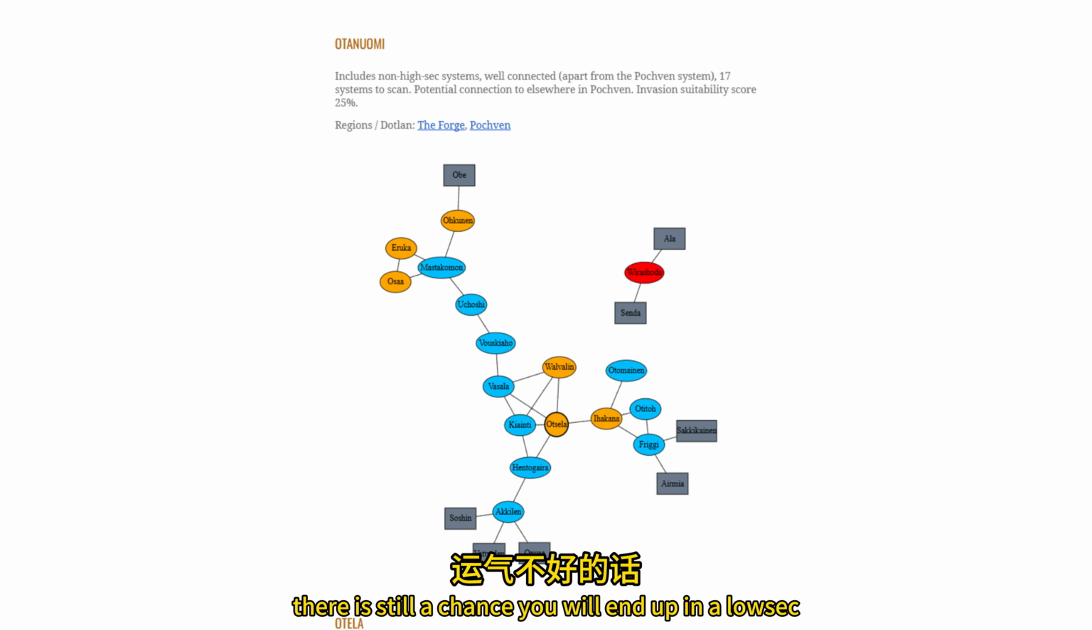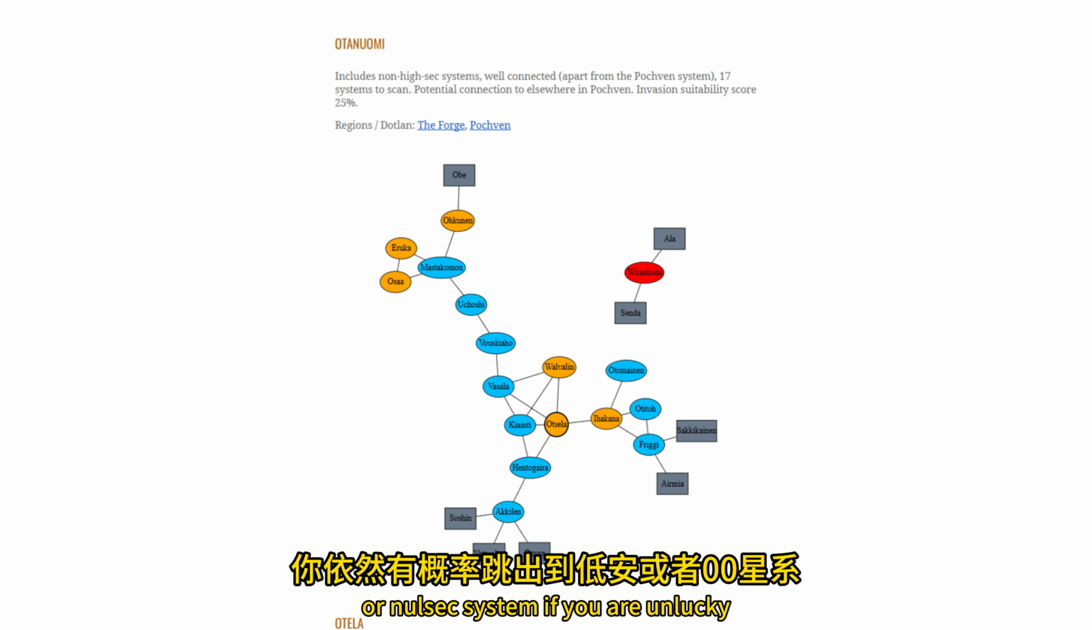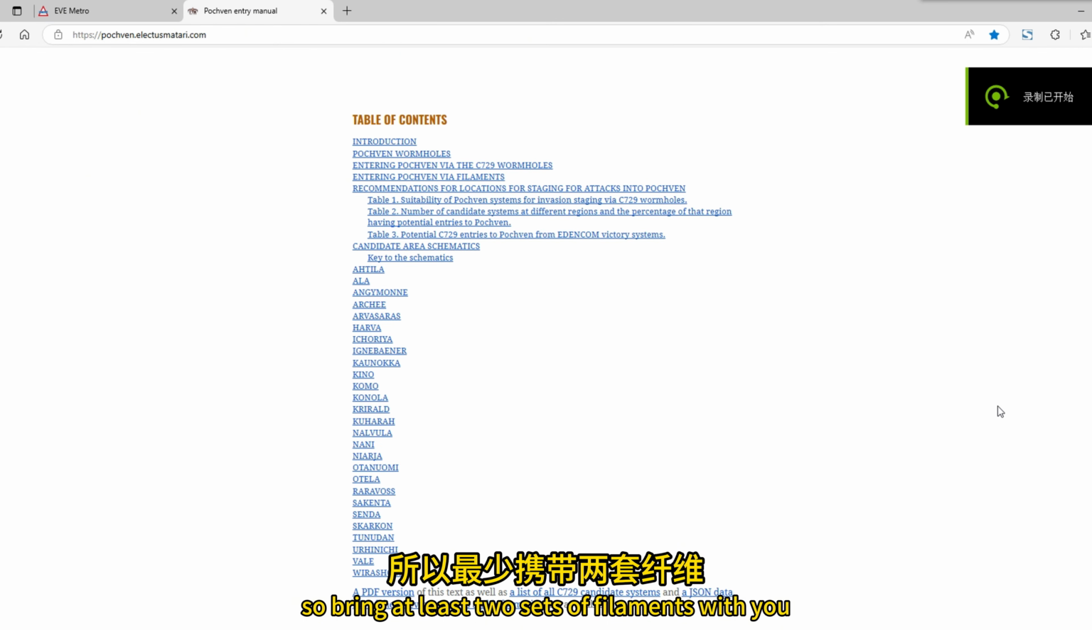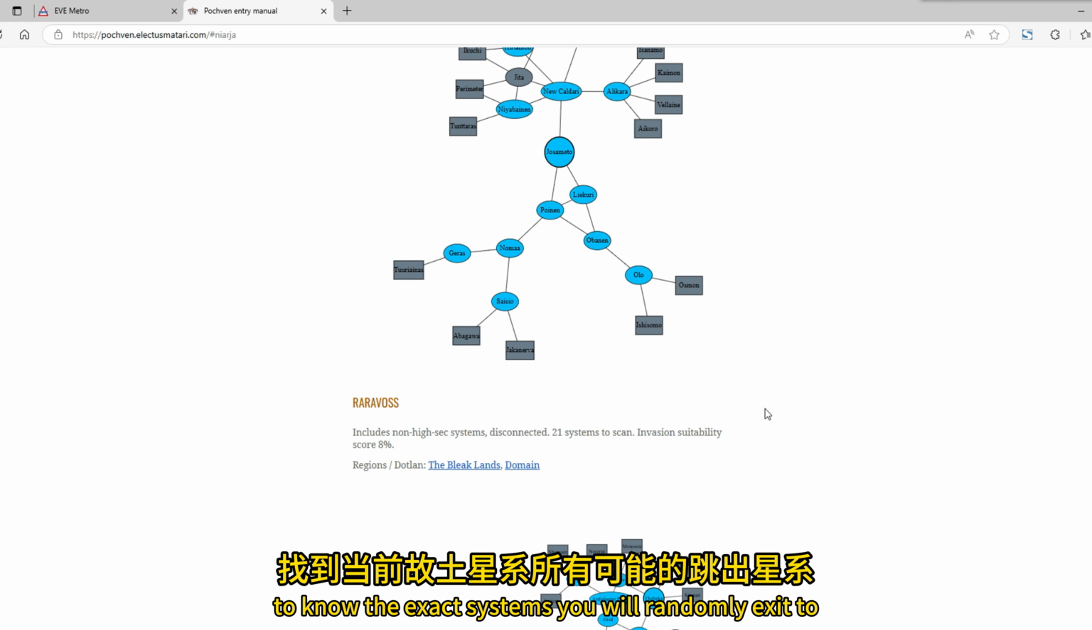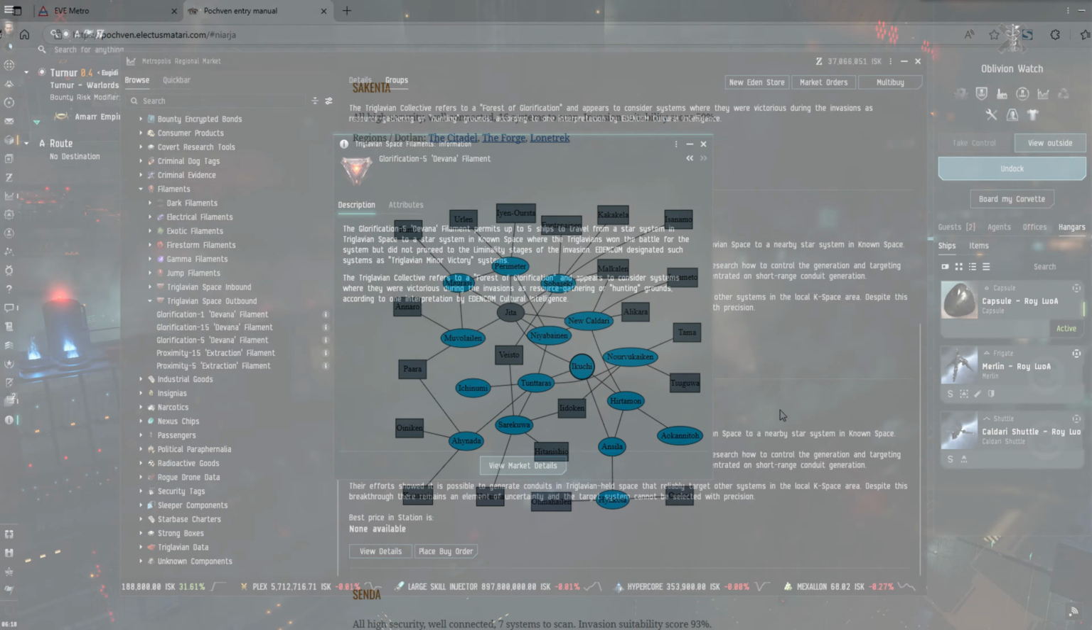However, there is still a chance you will end up in a lowsec or nullsec system if you are unlucky. So, bring at least 2 sets of filaments with you. You can also check the Pochven entry manual to know the exact systems you will randomly exit to.